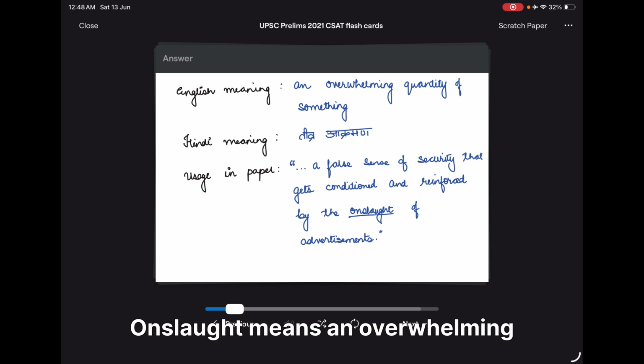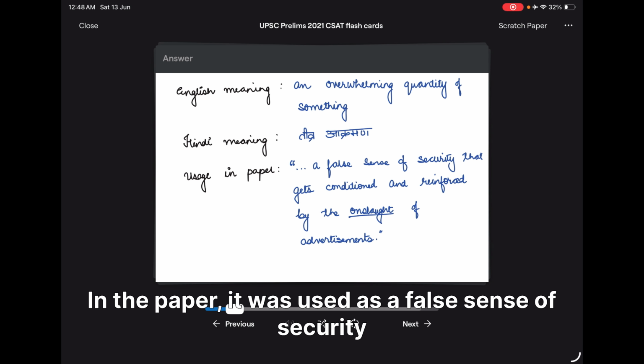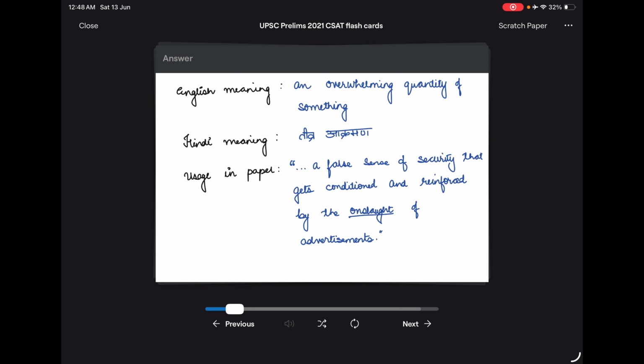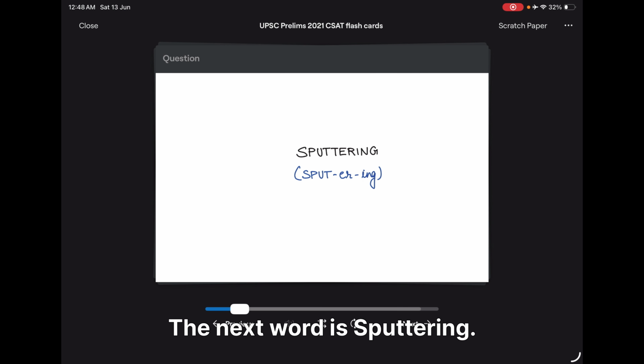The next word is onslaught. Onslaught means an overwhelming quantity of something. हिंदी में इसका अर्थ है तीव्र आक्रमण. In the paper it was used as a false sense of security that gets conditioned and reinforced by the onslaught of advertisements.